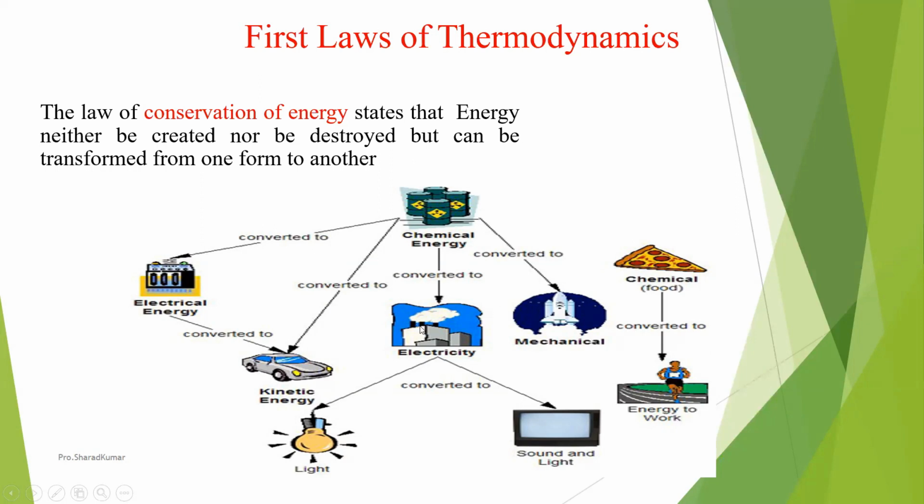Similarly, take another form of energy: electric energy. That electric energy can be converted into another form. For example, we convert electric energy into light energy by using a bulb, as well as sound energy by using TVs or speakers. And we also convert chemical energy directly into kinetic energy by using fuel in the engine.